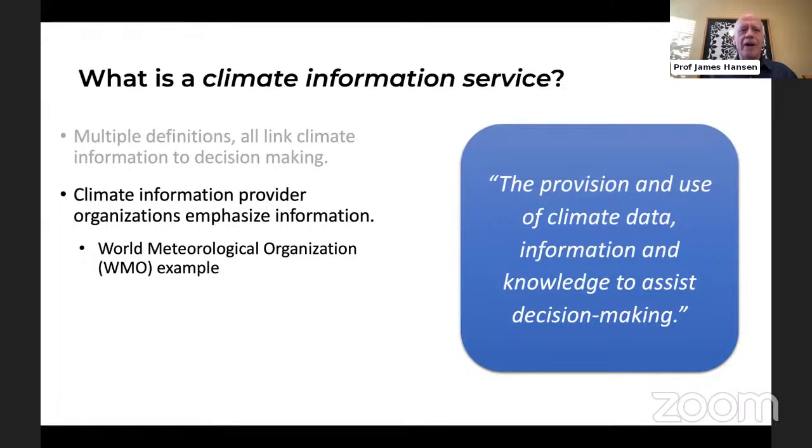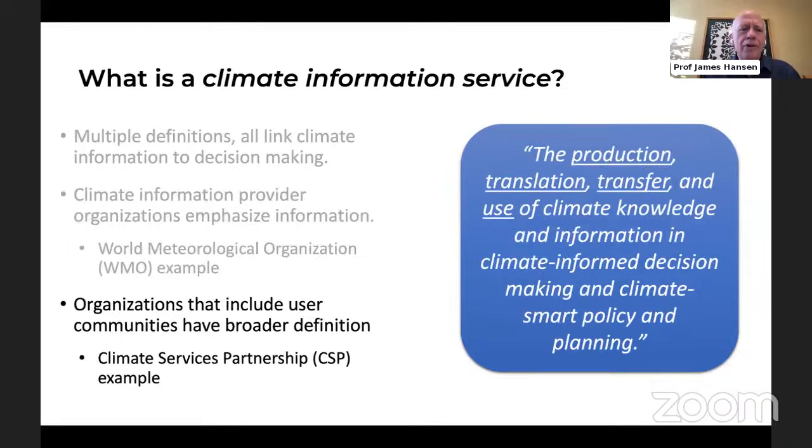The definitions that come out of climate information provider organizations, communities, put a lot of emphasis on the climate information and the underlying climate science. So for example, the World Meteorological Organization, which is a United Nations organization that supports national meteorological services, that has a main mandate for weather and climate information, defines a climate service as the provision and use of climate data, information, and knowledge to assist decision-making.